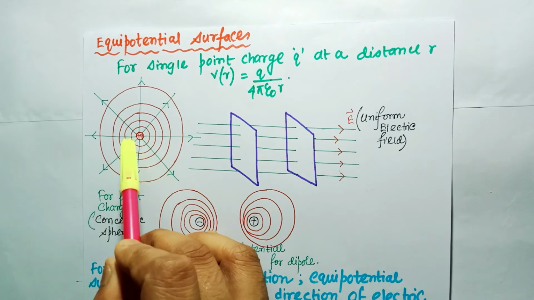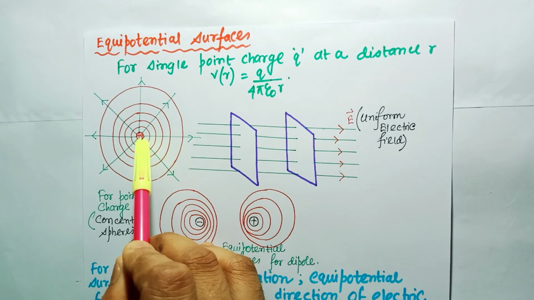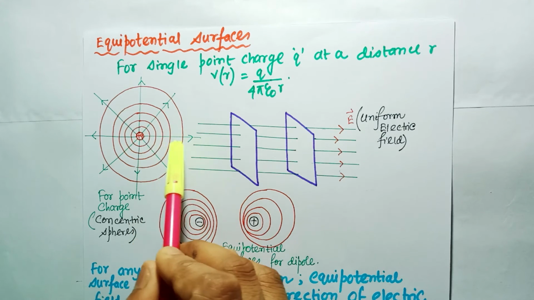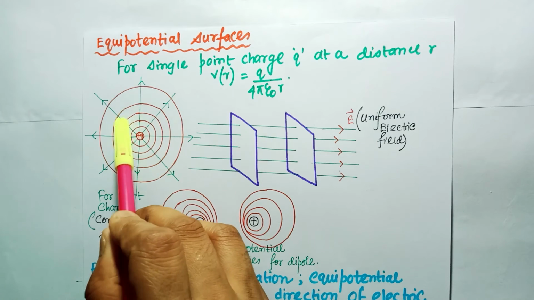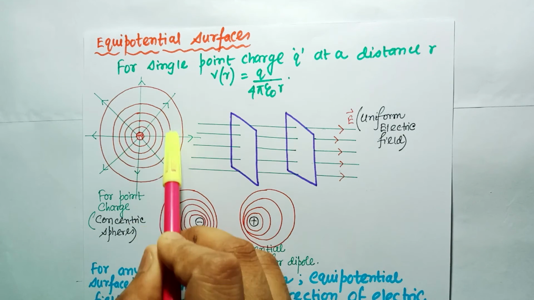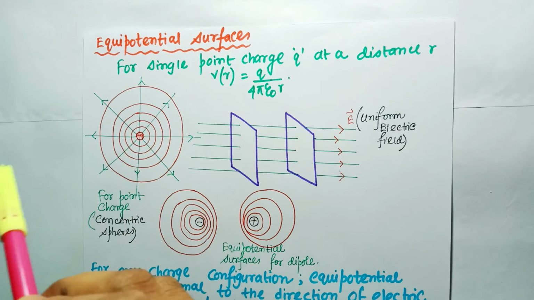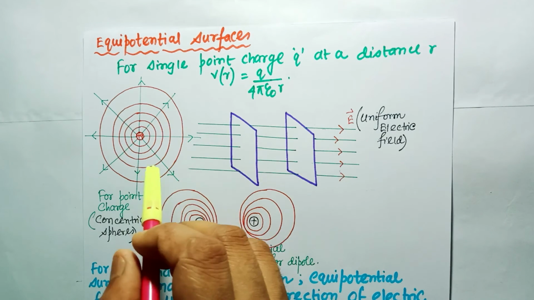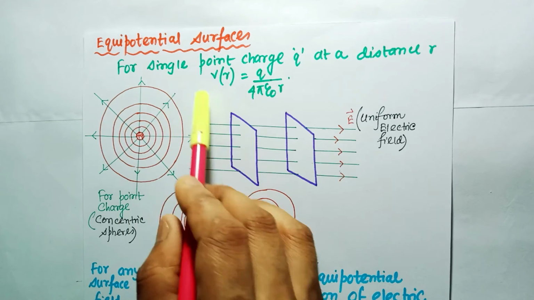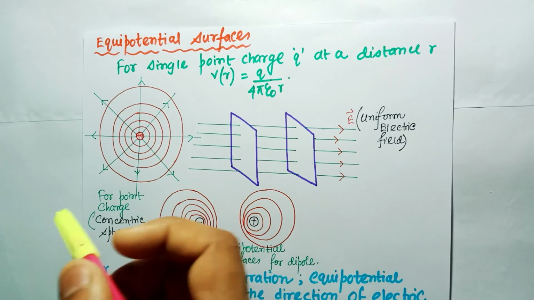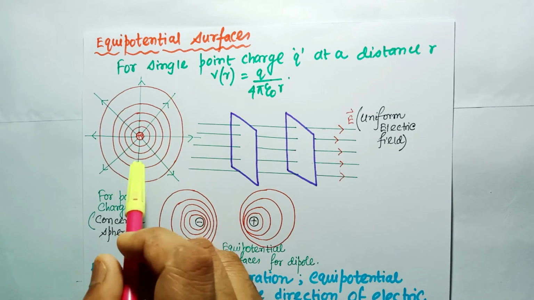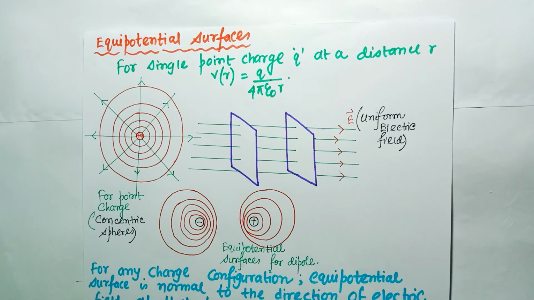You can see from the figure, this is the plus q charge and the electric field lines are directed outward. I have drawn some concentric spheres, all having their center at the plus q, but the value of the potential is different for different spherical surfaces. So we understand that for a point charge the equipotential surfaces are spherical.